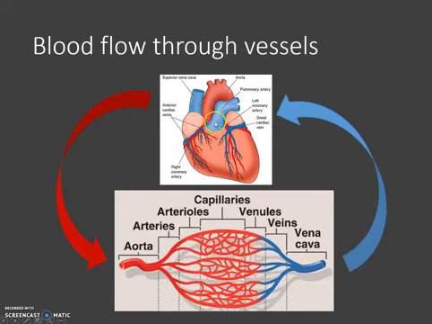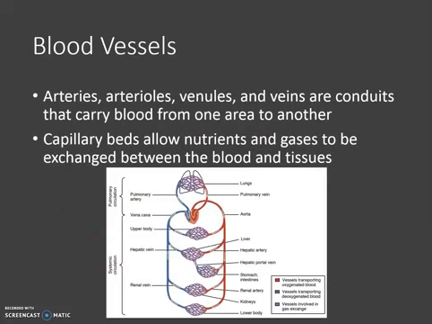And so you can see that the heart pumps blood out through the aorta and then through arteries, arterioles, and then capillaries, and then to venules, veins, and then the vena cavae, which return the blood back to the heart. As I mentioned, arteries, arterioles, venules, and veins are really just tubes or conduits that carry blood from one area to another, but capillary beds are where nutrient and gas exchange can happen.